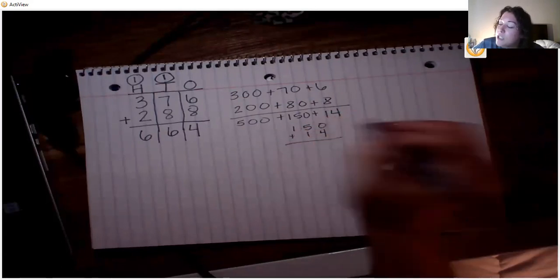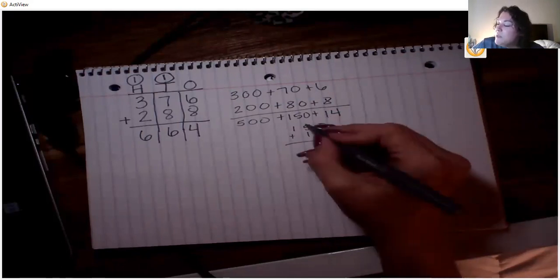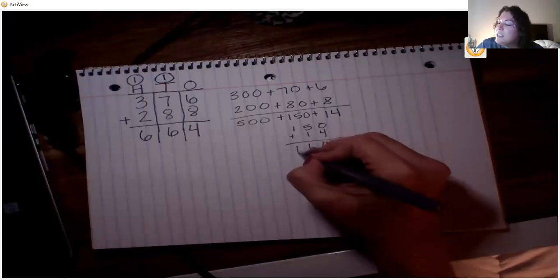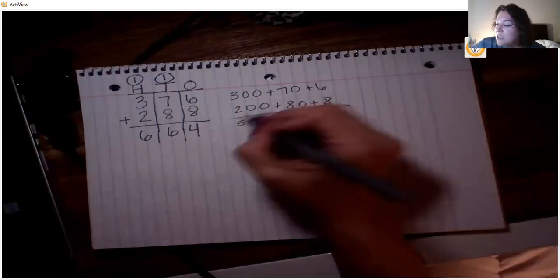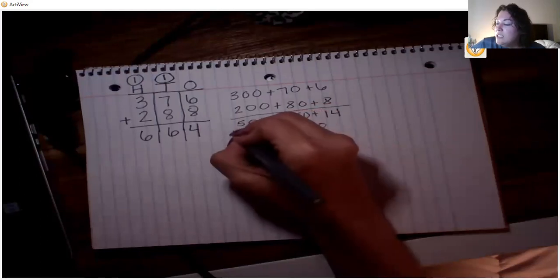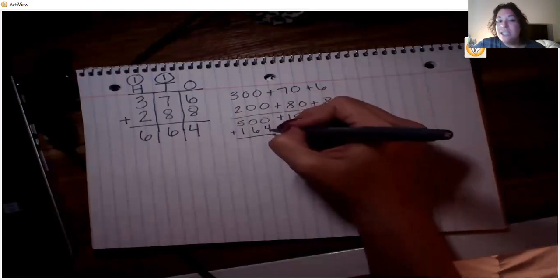I'm going to line it up just in case. 0 plus 4, of course, that's 4. 5 plus 1, of course, it's 6. And 1 plus nothing gives me 164. So now I have 500 plus 164. Oh, these are too easy.